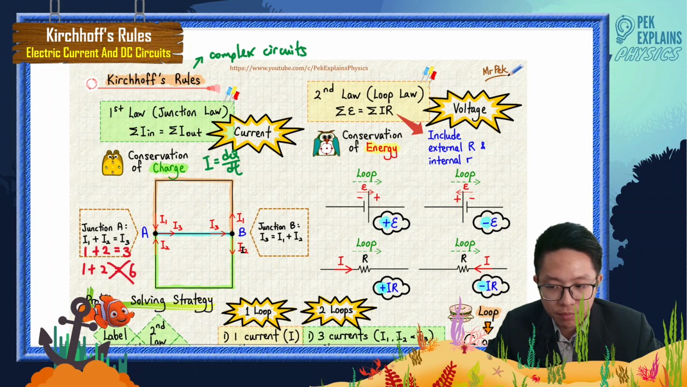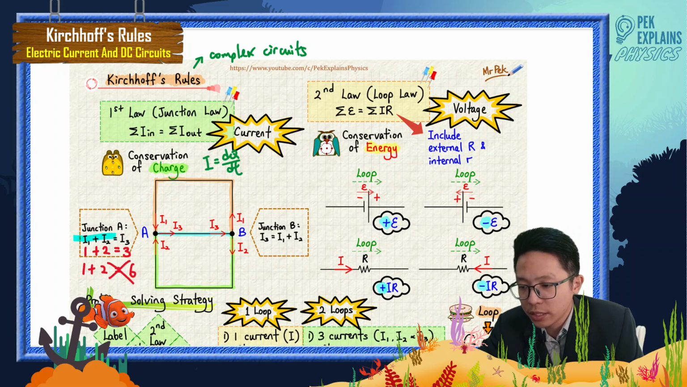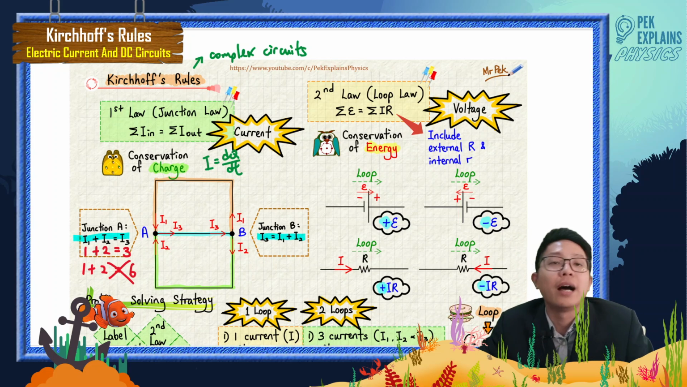Now look at junction B. At junction B, the current going in is I3, so the total current in is I3, and the current going out is I1 and I2 again. You see that? So I3 equals I1 plus I2. Do you see that if you compare these two equations, they are the same?